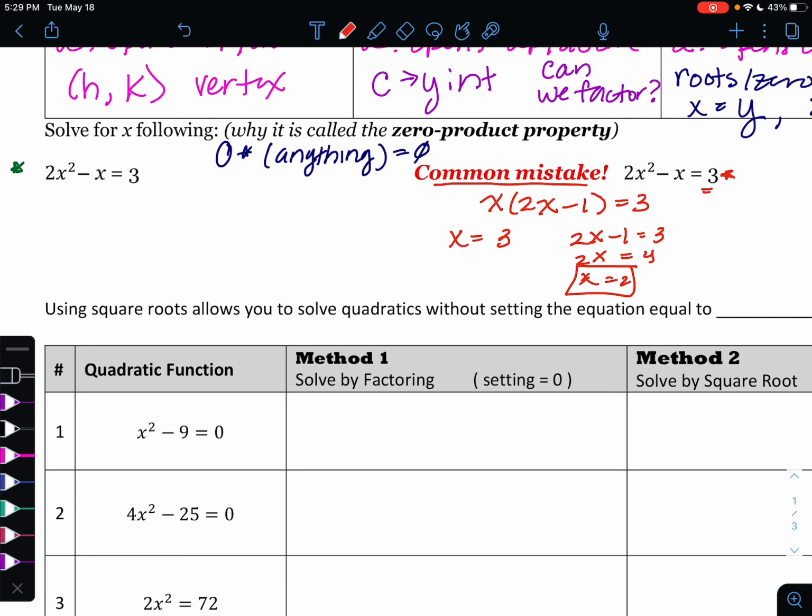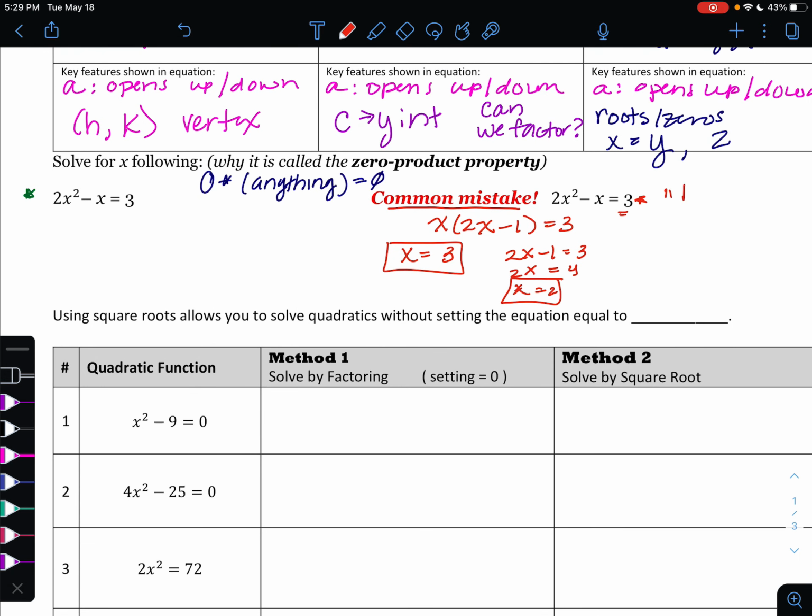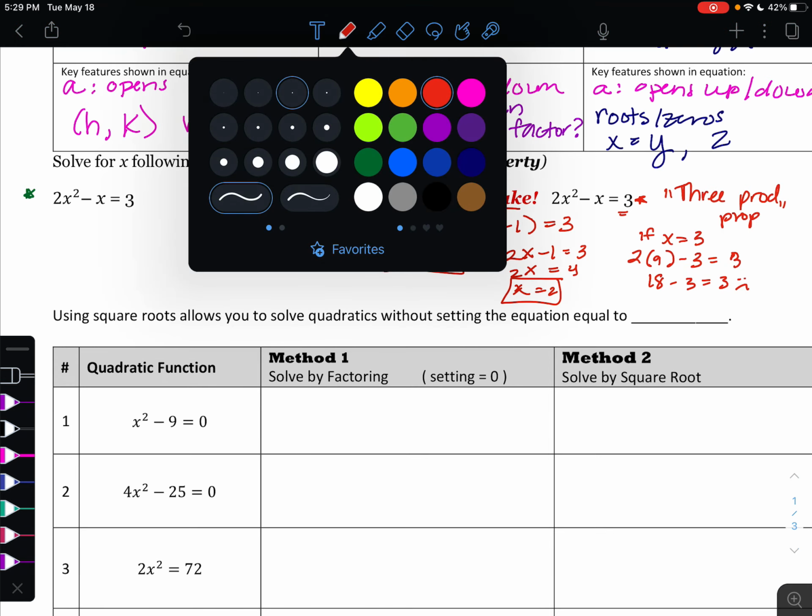These are the answers that I would get if I used this, which I'm going to call the 3 product property. It's not real. Why? Let's plug this in. If x equals 3, that was one of our answers, we'd have 2 times 9 minus 3 equals 3. 18 minus 3 equals 3. Not even close. It doesn't work unless it's set equal to 0.